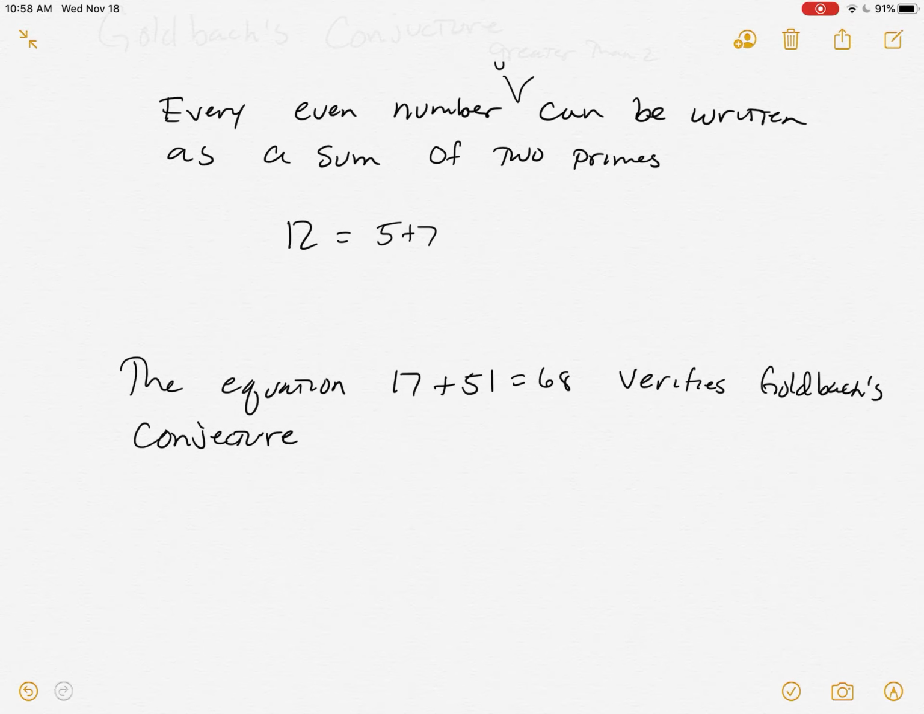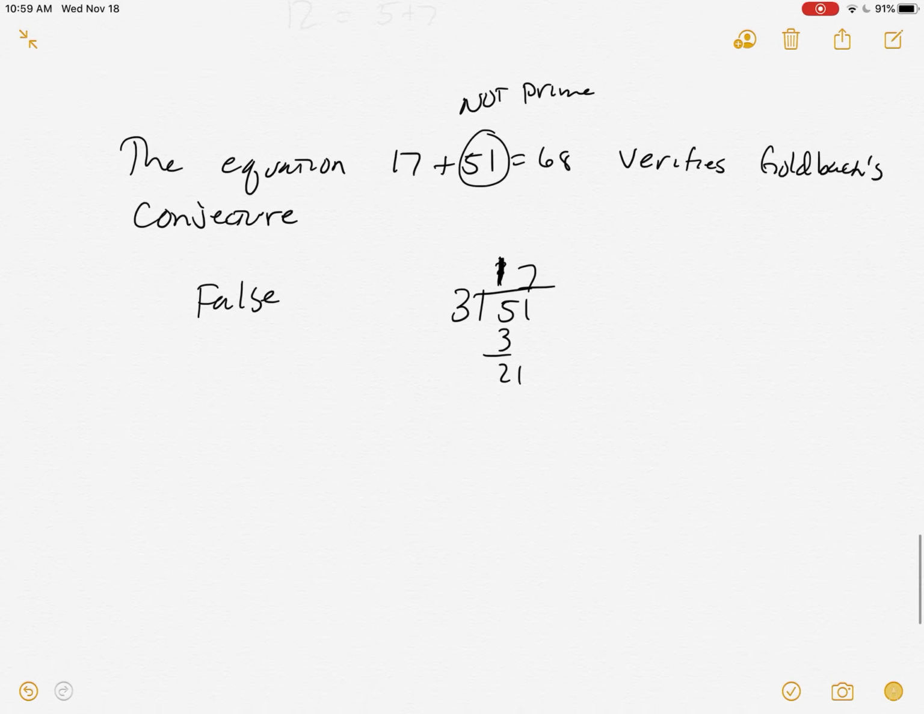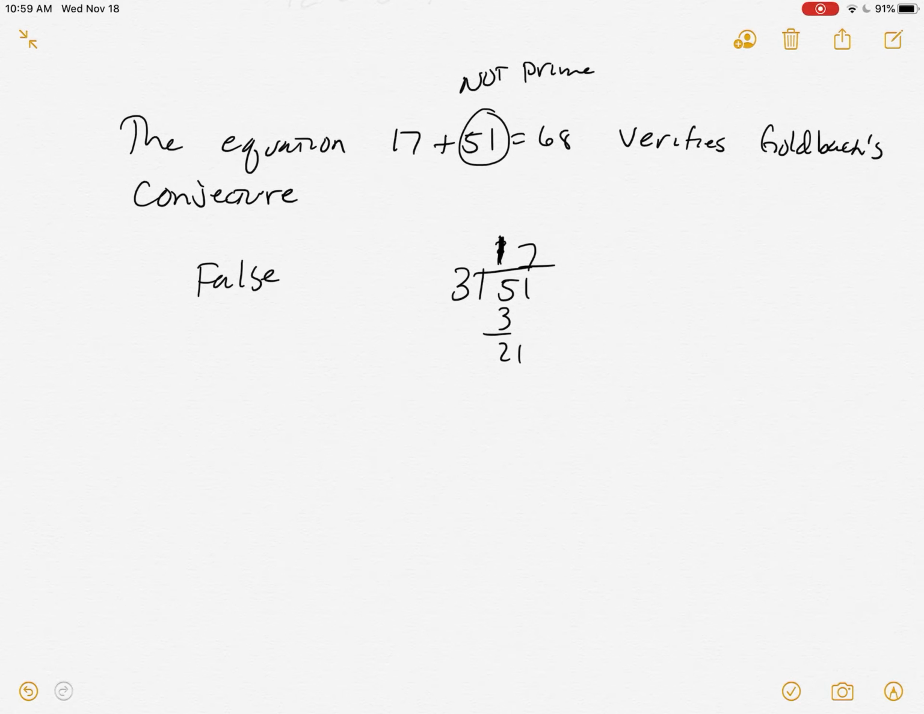So 17 and 51, are they prime? 17 absolutely is. What do you know about 51? 51 is not prime. Why? Because 5 plus 1 is 6, so I know 3 goes into 51. Let's see how many times. Sorry about that, 17 times 3 is 51. So it's not prime. So this is false. It would only verify it if the two numbers happen to be prime.